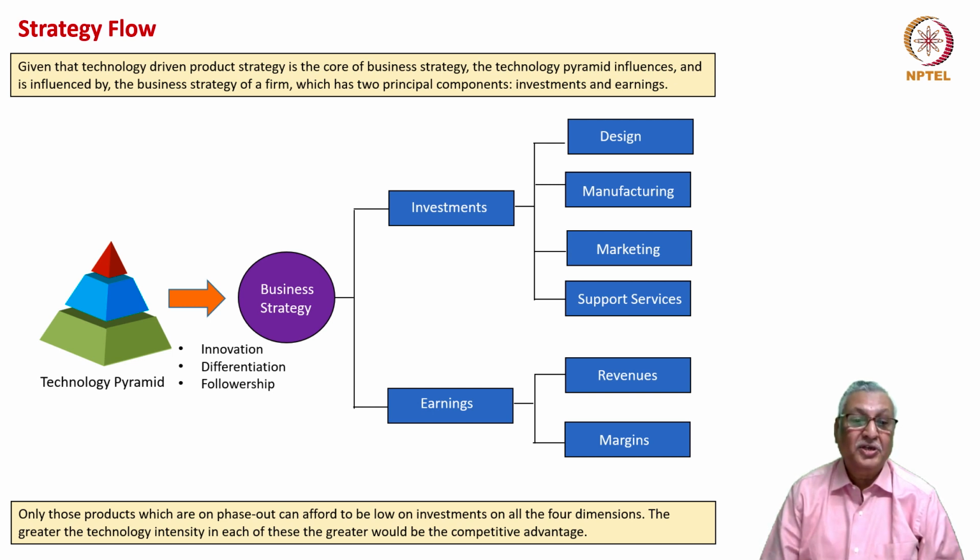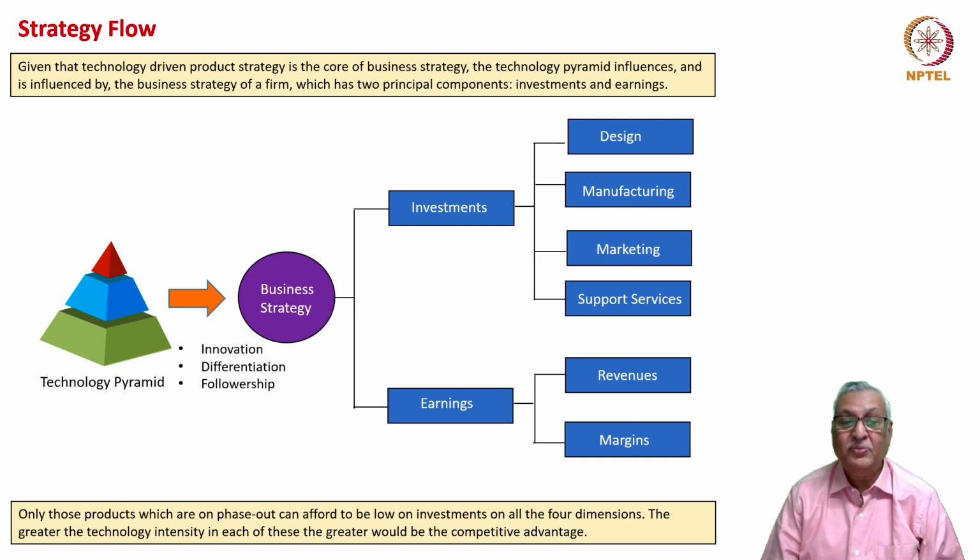I mentioned strategy flow earlier. This is the graphic representing the strategy flow. A technology-driven product strategy is the core of business strategy. Therefore, the technology pyramid influences the nature of the business strategy of the firm.